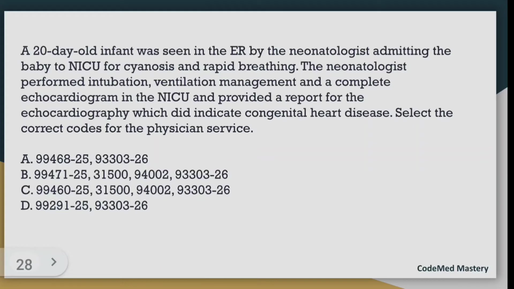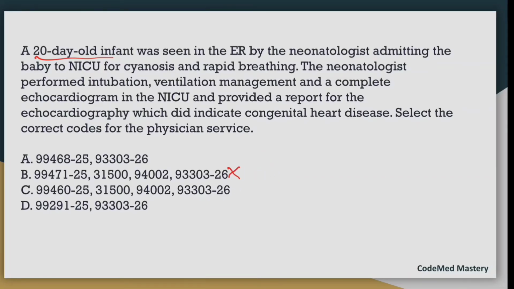Let's check option A, 99468. 99468 is for initial inpatient neonatal critical care for the E&M of a critically ill neonate 28 days of age or younger. So in our case, the age is 20 days. So it is matching with the code 99468. We'll keep this option for now. Let us try to eliminate other options. Option B, 99471 is for initial inpatient pediatric critical care, that is for 29 days through 24 months of age. But in our case, the infant is only 20-day-old. So we'll eliminate option B.